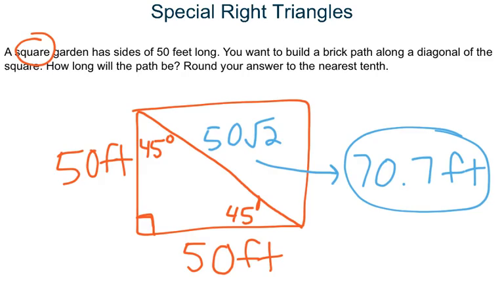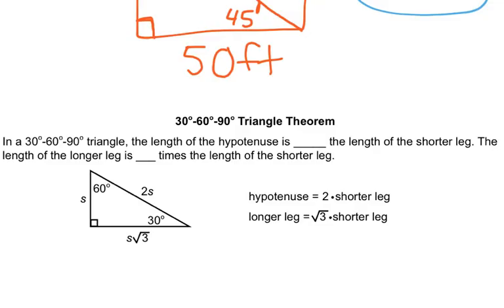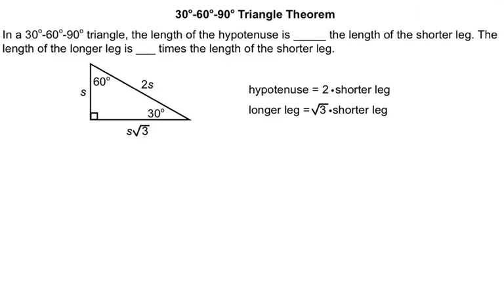Now let's look at the 30, 60, 90 triangle. The 30, 60, 90 triangle theorem. In a 30, 60, 90 triangle, the length of the hypotenuse is... Now I'm just going to give you the fill-in answers here. The length of the hypotenuse is... I don't think I left myself enough room.